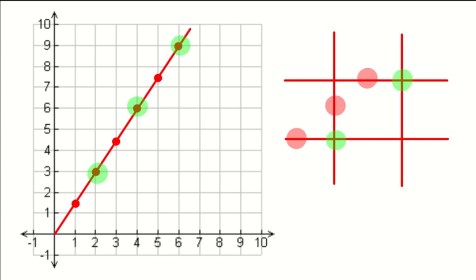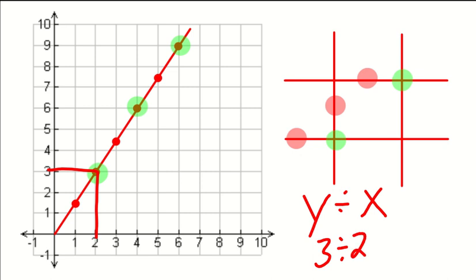Any questions on that? All right, so once we have our corner points, all we're going to do is divide. Okay? It's the y divided by x. So which way does the y-axis go? Up and down. It's the vertical one. X then is horizontal. So if I use this first point here, my y value is 3. My x value is 2. So I would be doing 3 divided by 2. 3 divided by 2 is 1.5.